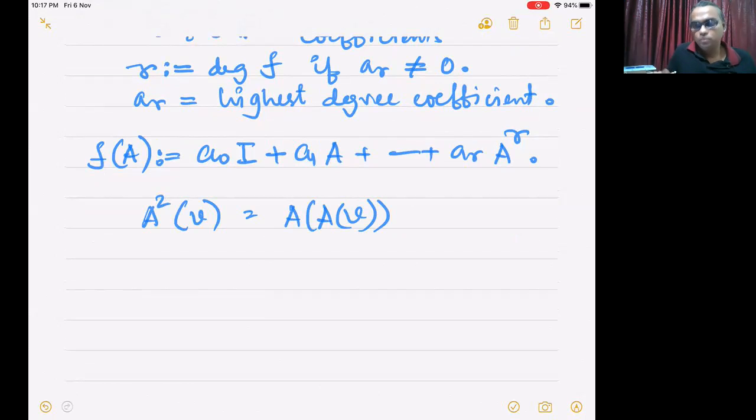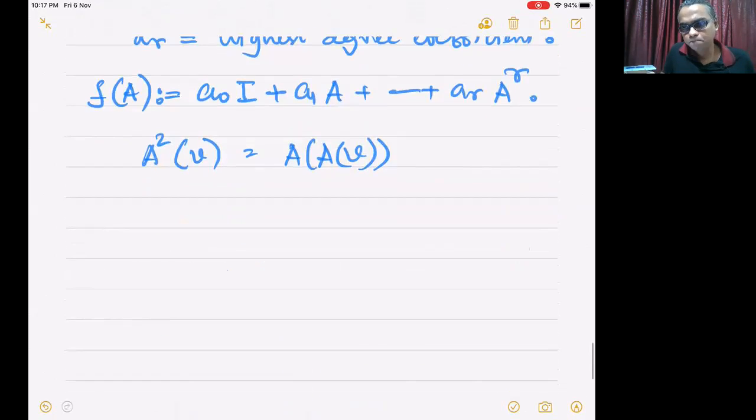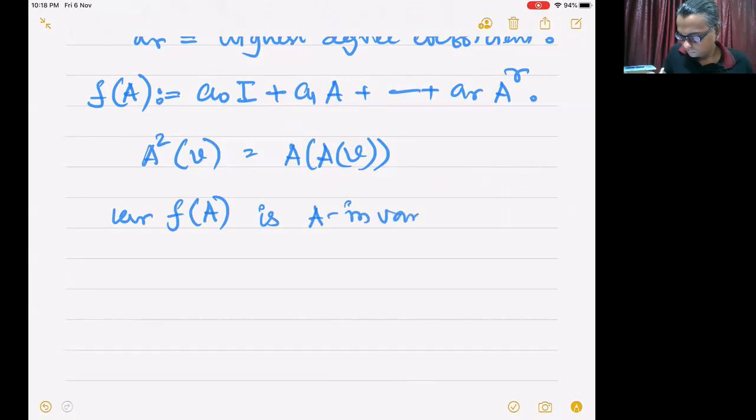Okay, now for such a polynomial operator, note that the kernel of f(A) is A invariant. Indeed, we have seen two special cases of that, namely if f(A) is just A, then the kernel of A is indeed A invariant. We have also seen this when f(A) is lambda I minus A.